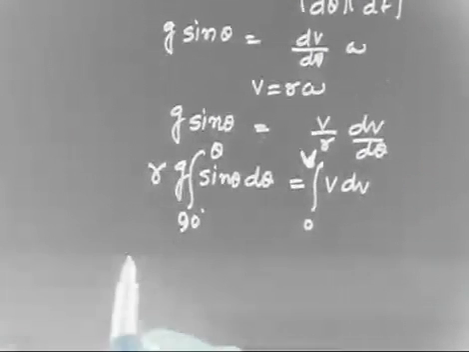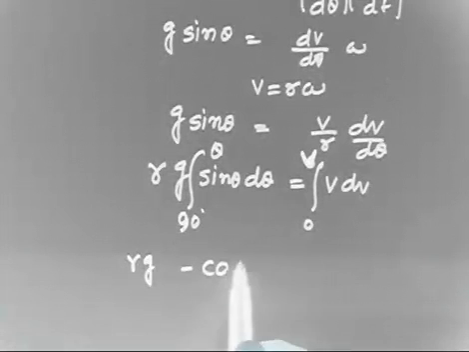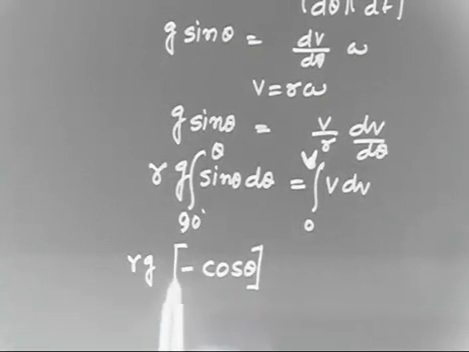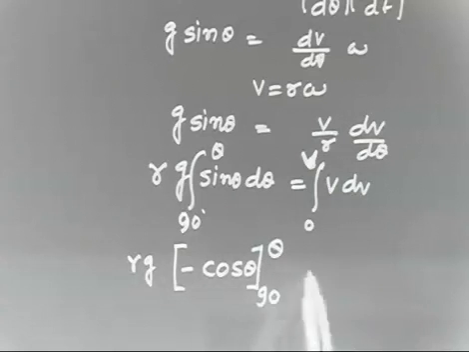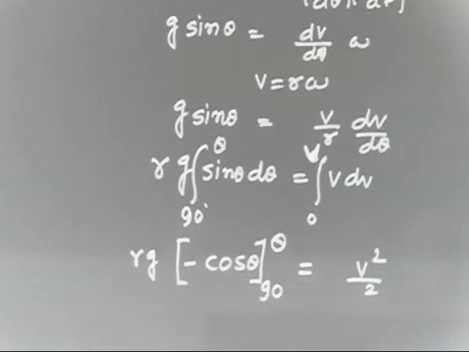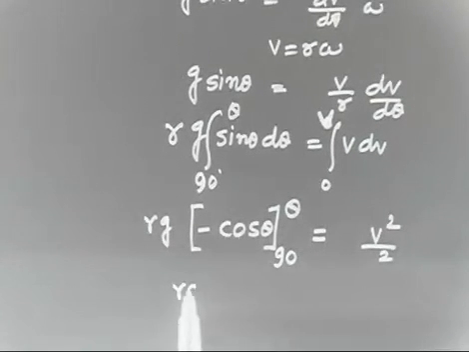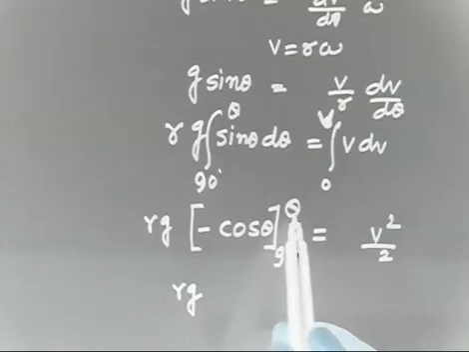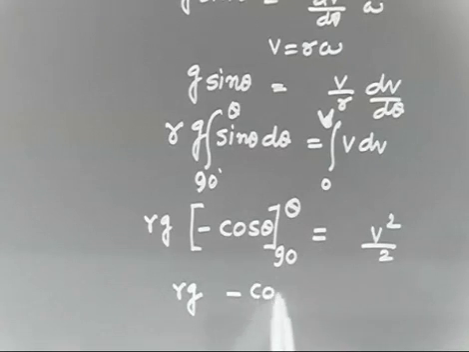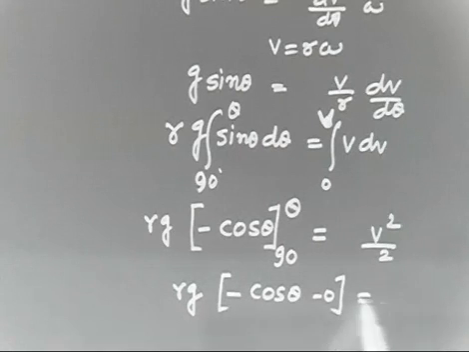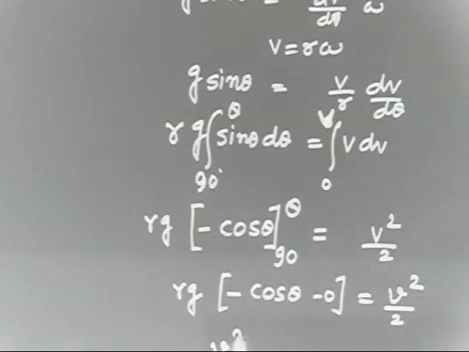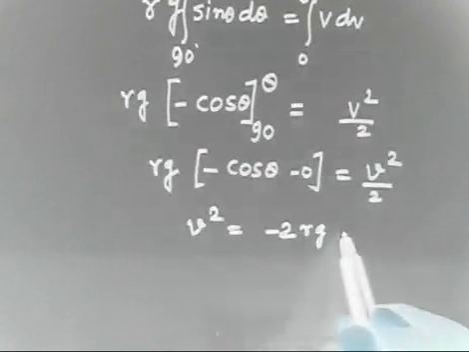Now if I integrate, the integration of sin theta is minus cos theta. I have to integrate from 90 to theta. This is equal to v square by 2, because at 0 you will have 0. So this is simply v square by 2. So this becomes r g, and minus cos theta and minus cos 90 is 0. So v square I am getting here is minus 2rg cos theta.